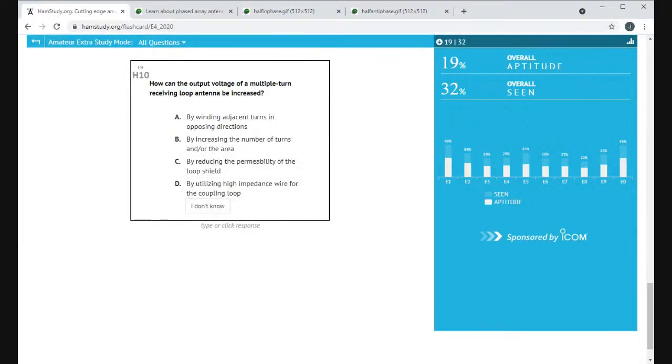How can the output voltage of a multi-turn receiving loop be increased? A. By winding adjacent turns in opposing directions. B. By increasing the number of turns and/or the area. C. By reducing the permeability of the loop shield. D. By utilizing high impedance wire for the coupling loop.